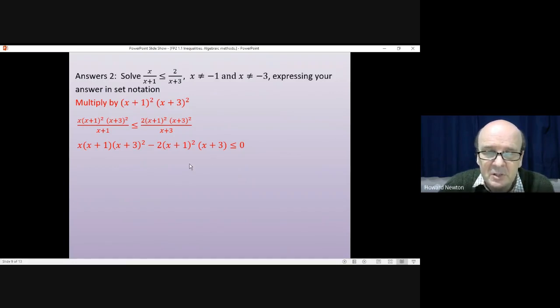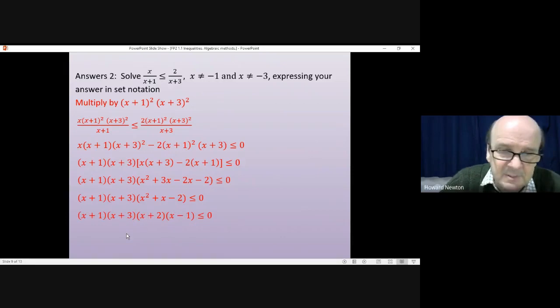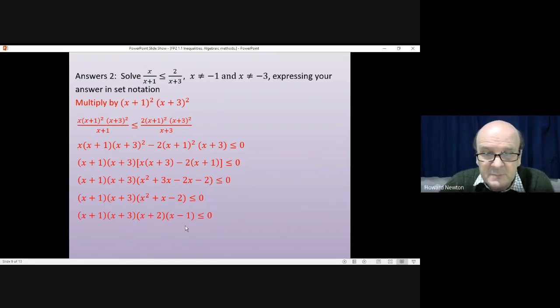You'll get quite a complicated cubic that you then have to factorize. Far better to factorize now. x plus 1 and x plus 3 are common to both of these terms. So we'll take x plus 1 and x plus 3 outside of these large brackets. That'll give us x into x plus 3 and minus 2 into x plus 1 inside the brackets. We multiply out the brackets there, the large bracket on the right, which gives us that. Tidying up that bracket gives us x squared plus x minus 2. And that quadratic can be factorized into 2 brackets, so that we get x plus 1 times x plus 3 times x plus 2 times x minus 1 is less than or equal to 0.